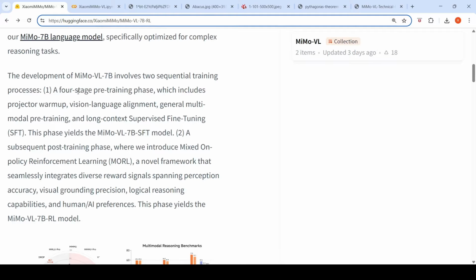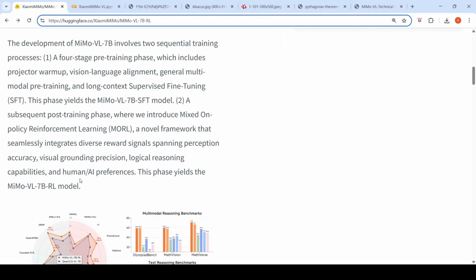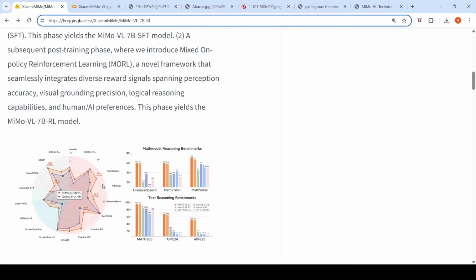This was created by a 4-stage pre-training phase, which includes projector warm-up, vision language alignment, general multimodal pre-training, and long context supervised fine-tuning. Then they had a subsequent post-training phase where they introduced something called mixed on-policy reinforcement learning, a novel framework that seamlessly integrates diverse reward signals spanning perception accuracy, visual grounding precision, logical reasoning capabilities, and human or AI preferences. This phase yields the MiMo-VL-7B-RL model, the reinforcement learning model with multimodal reasoning capabilities.